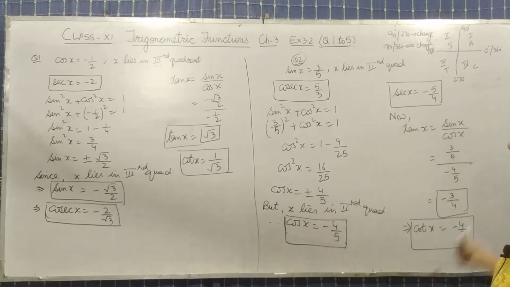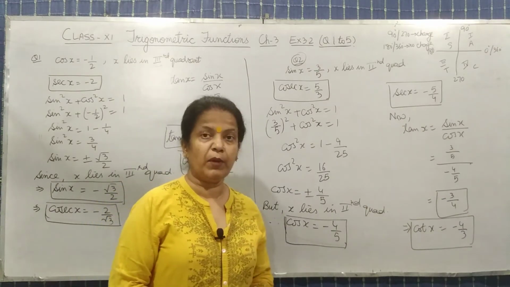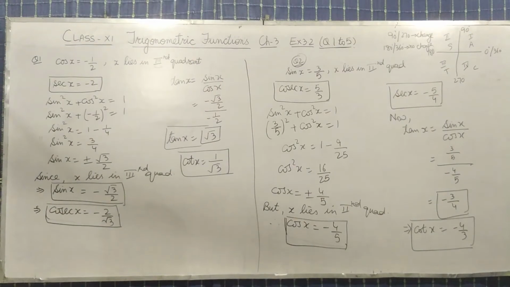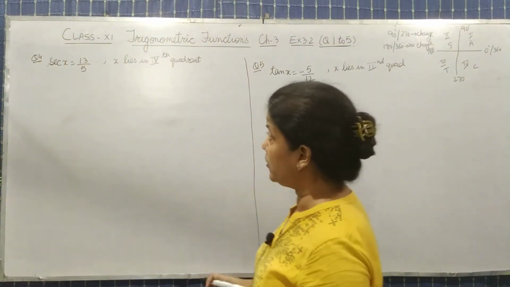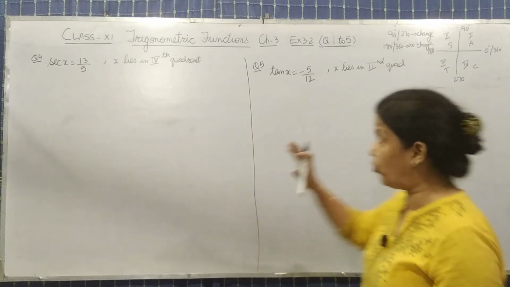So all the trigonometric terms we have got it. Same way you can do the remaining parts also. Now come to the next question. In question 4th, sec x equals 13 by 5 is given and x lies in 4th quadrant.